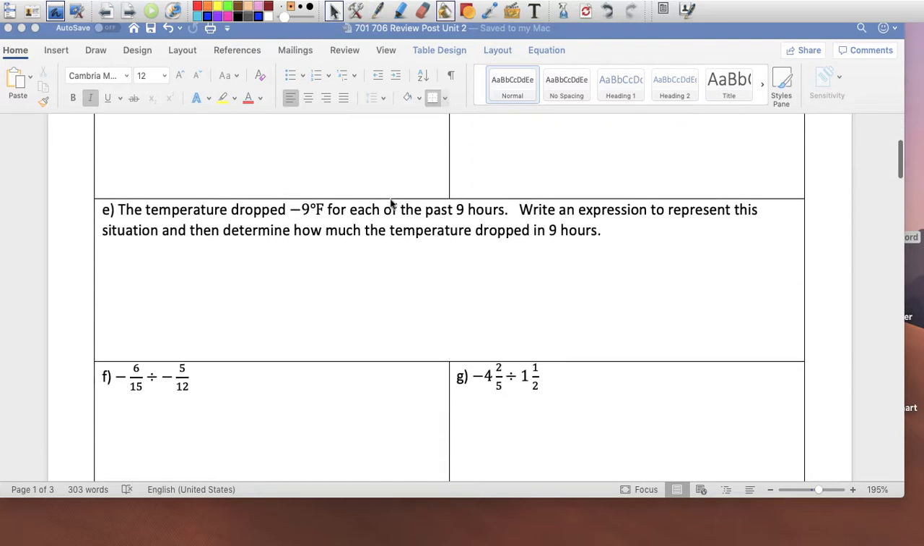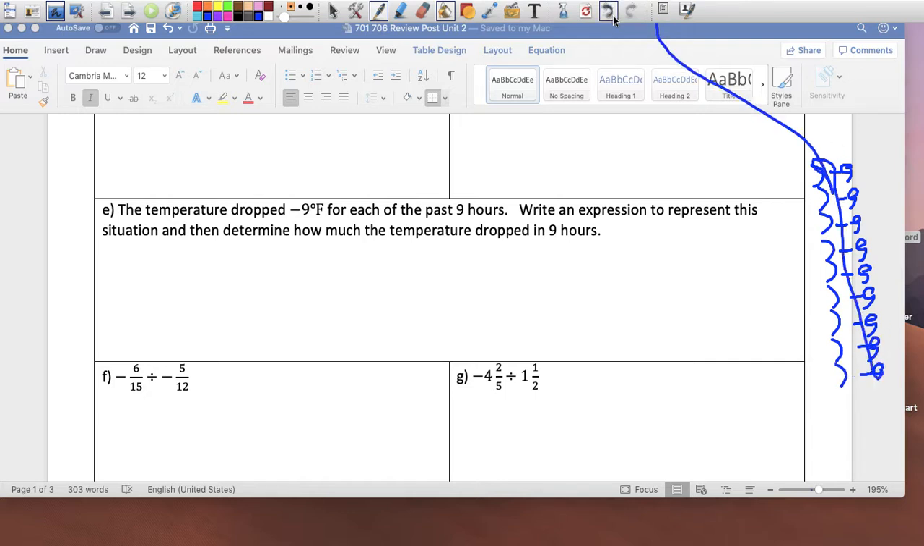Temperature dropped negative 9 degrees Fahrenheit for each of the past hours. So every hour, right, it drops 9, another hour, 9, another hour, 9. Let's count them: 1, 2, 3, 4, 5, 6, 7, 8, 9. So negative 9. The temperature keeps going down and down.